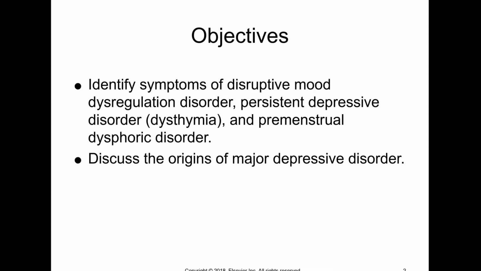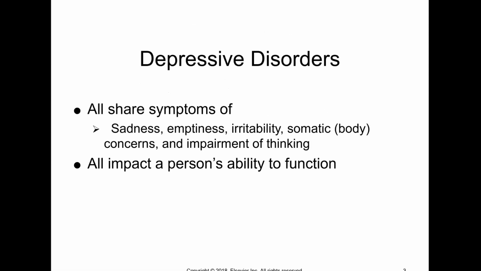So we're going to talk about symptoms of different types of depressive disorders, including disruptive mood dysregulation disorder, or DMDD. We're going to talk about persistent depressive disorder, dysthymia. We're also going to talk about premenstrual dysphoric disorder, as well as talk about, obviously in depth, major depressive disorder, which is the most common form of depression that is diagnosed. So it's important to note that all depressive disorders share symptoms: sadness, emptiness, irritability, somatic, which is like body pains or body concerns, and impairment of thinking.